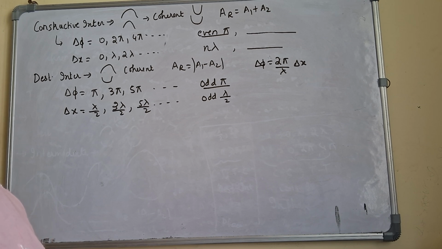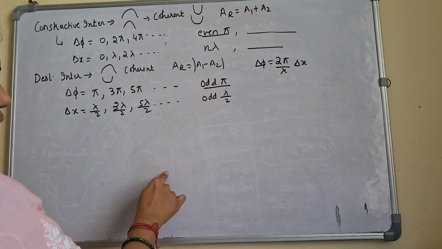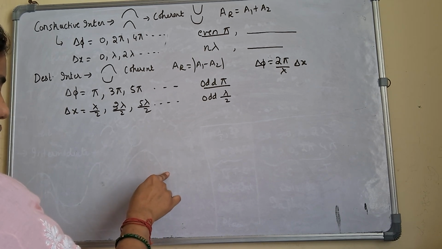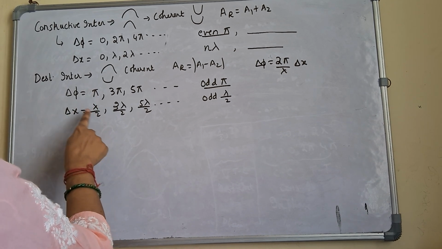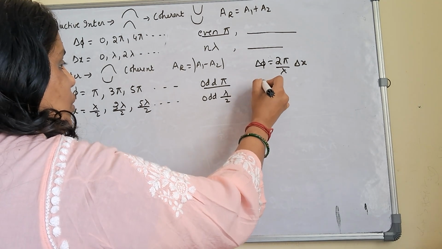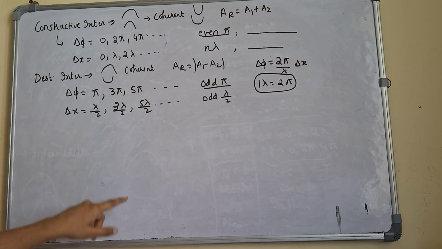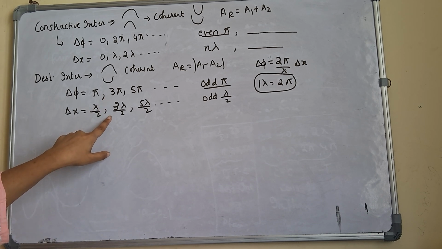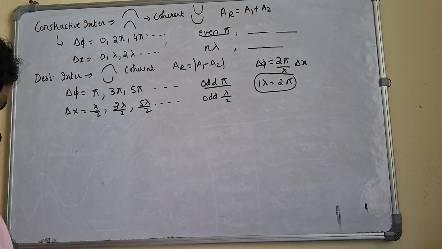For destructive interference, we understood that the second wave will start when the first is reaching its 0th position. That means the starting phase difference is pi, correct? And pi is nothing but lambda by 2, because 2 pi is lambda. You have to remember this also: 1 lambda is 2 pi. Now you will not have 2 lambda by 2 here. Why? Because 2 lambda by 2 is nothing but lambda, and lambda is constructive. So it is odd lambda by 2. I hope this part is clear.